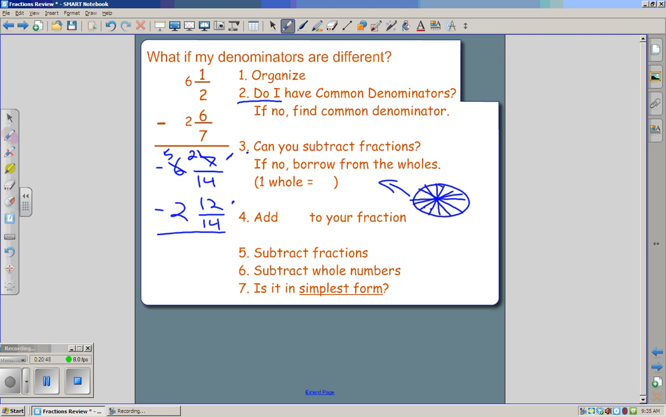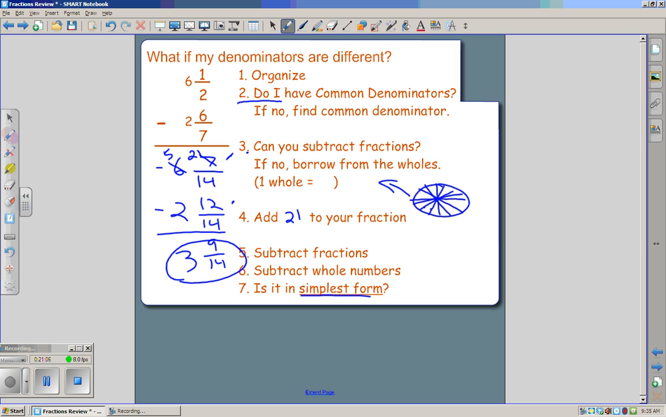And then I can do my problem. 21 minus 12 is 9/14. And 5 minus 2 is 3. I cannot reduce that. That is my answer. And it is in simplest form.